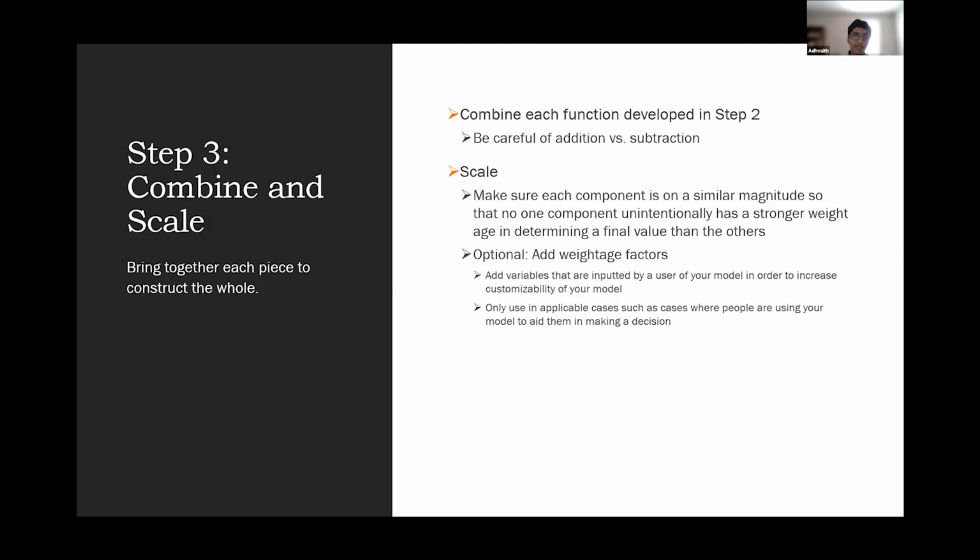However, sometimes there are situations where we want to have some components be more important in the final output than others. And that's where we add weightage factors, which are just variables that serve as coefficients to each term in our math model. And these variables are determined by the user of the math model. And so this allows the user to customize the model and personalize it so that when they're implementing it into a real life situation, they can prioritize certain factors over others in order to make the model more applicable to their individual situation.